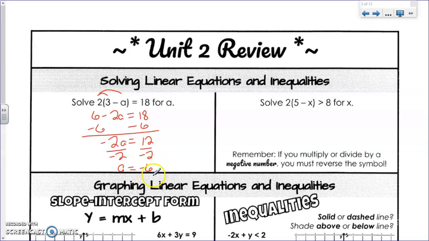Now, if this is a multiple choice question, don't forget you can take the answers and just plug them in place of a and find out which one is correct.